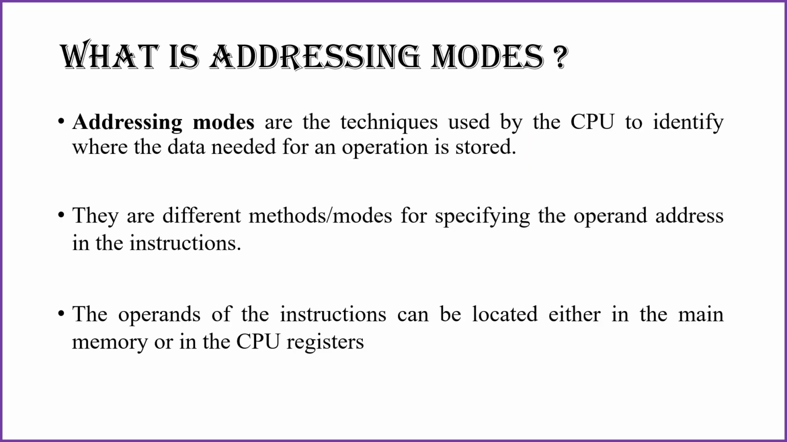Now, let's elaborate more on addressing modes. Addressing modes are the techniques or methods used by the CPU to identify the data that is needed for the operation. The operands of the instructions can be located either in the main memory or in the CPU registers. If the operand is placed in the main memory, then the instruction provides the location address in the operand field. Many methods are followed to specify the operand's address, and the different modes we use to specify the operand's address in the instructions are known as addressing modes.